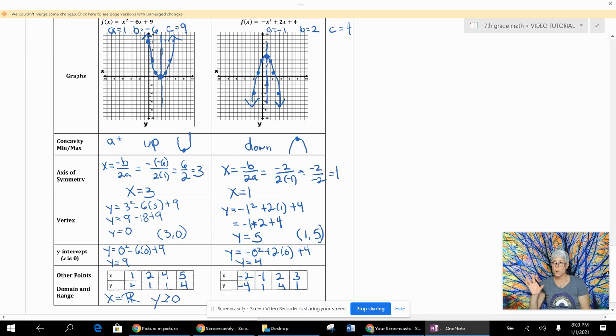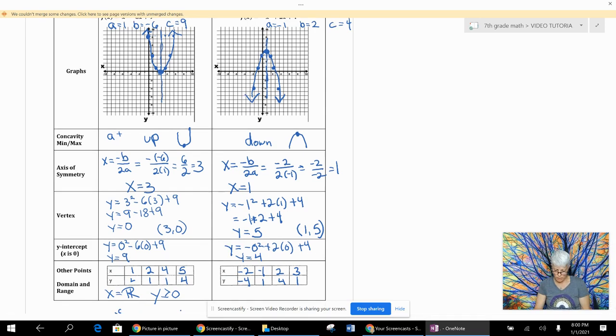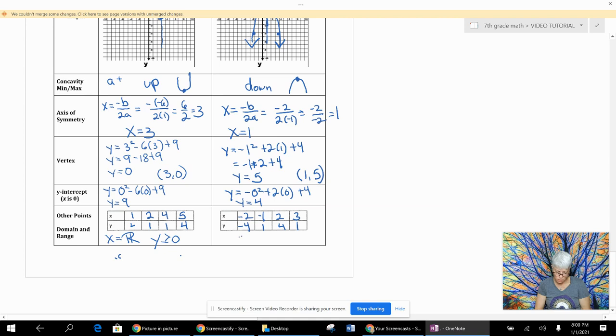Okay, again, all real numbers for domain, always. Unless there's something else we don't know, some restriction or something, we can just assume that the domain is all real numbers. The range is going to be less because remember it's concave down. The y was 5, so y is less than or equal to 5.